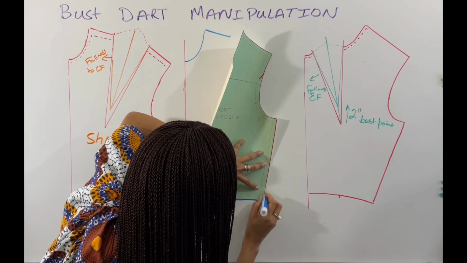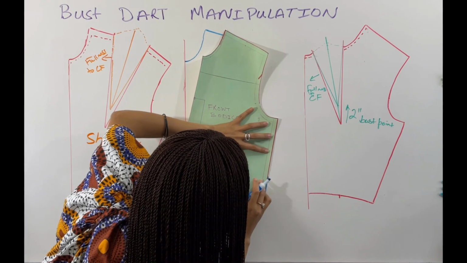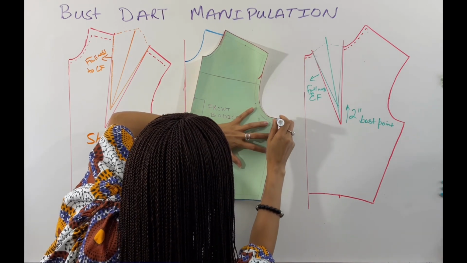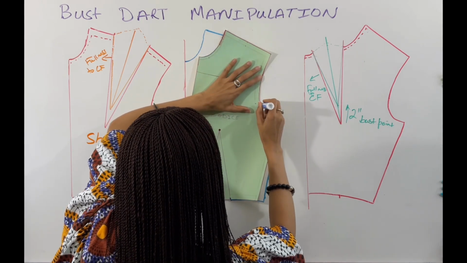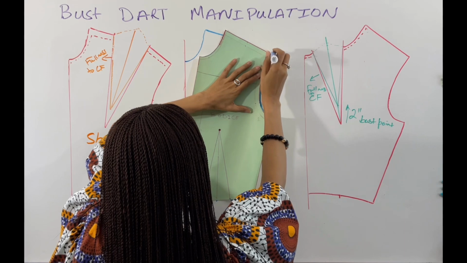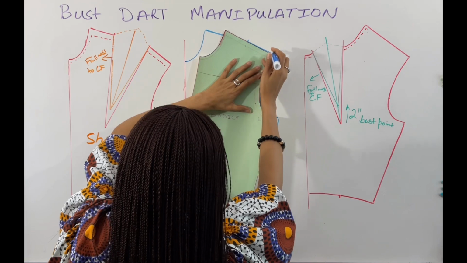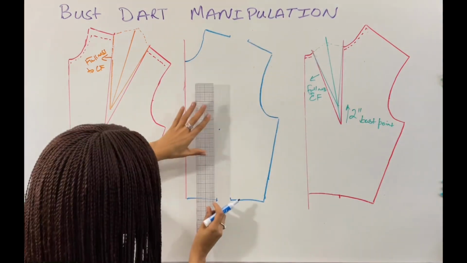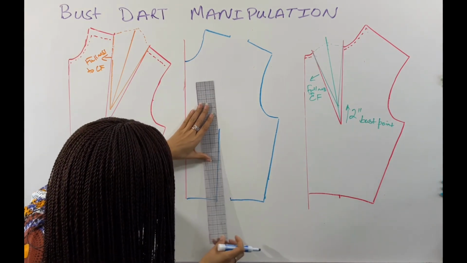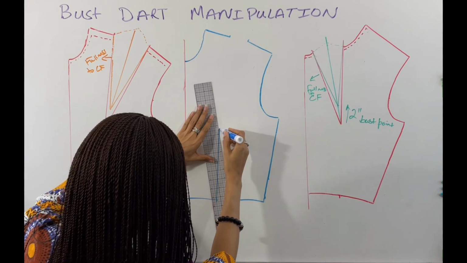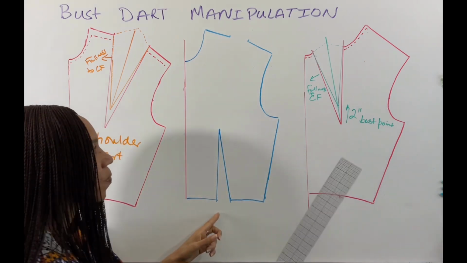Trace along the side seam, and you also are going to trace the armhole, and you're going to trace up to the mark right there. Right, so this is what it's going to look like, and it's going to be narrow, okay?